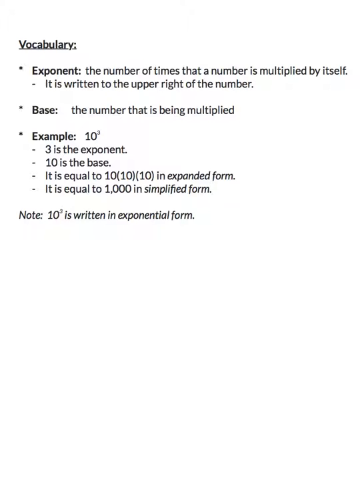We can expand this out and write it as 10 times 10 times 10, and we call this expanded form. If we simplify it, we get 1,000. This is known as simplified form. Note, if we write it with exponents, we call the form exponential form.